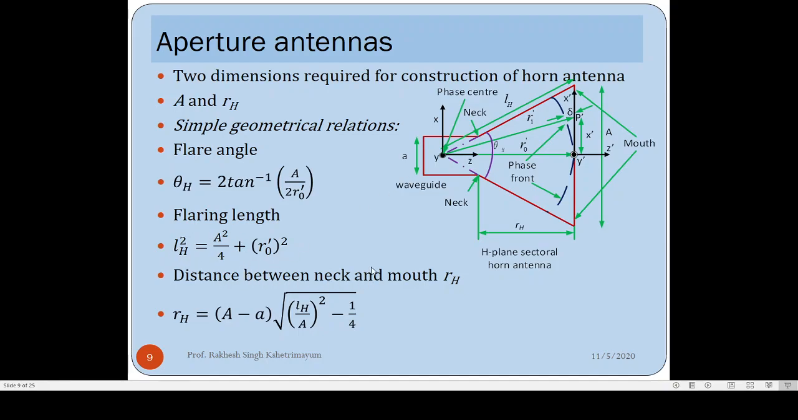Then the third relation is the distance between the neck and mouth, this RE here. So we want to find capital A and RE. RE can be found from this relation. This is the standard relation: RE is equal to capital A minus a, times the square root of (L E by A) whole squared minus 1 by 4. But I think many students struggle in finding this relation. These two relations are very simple. This is also simple, but just looking at the diagram, you cannot come up with this relation. You need to do a little bit of derivation, which we'll do in the next slide.